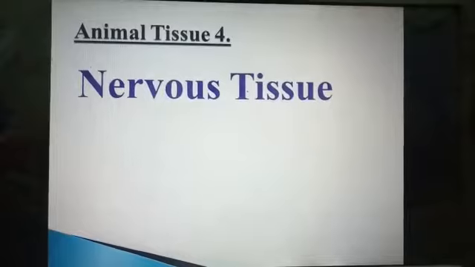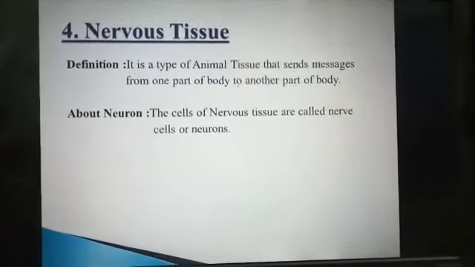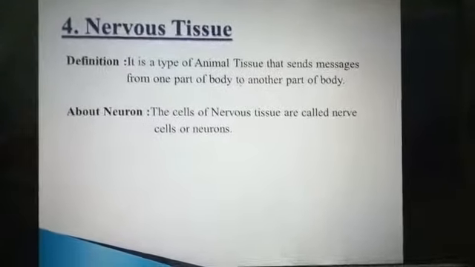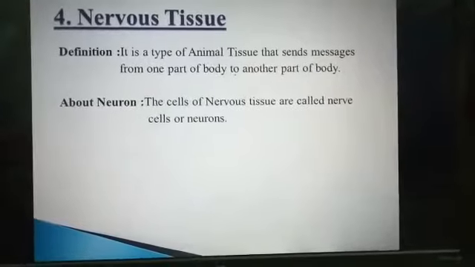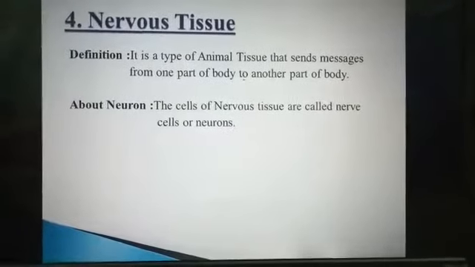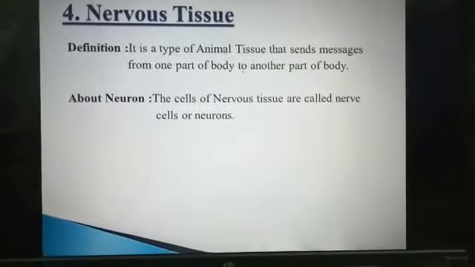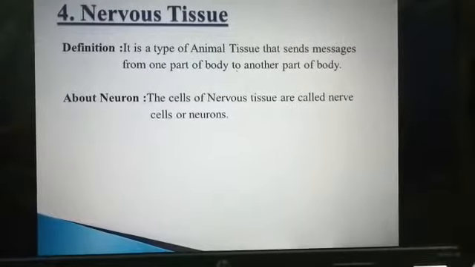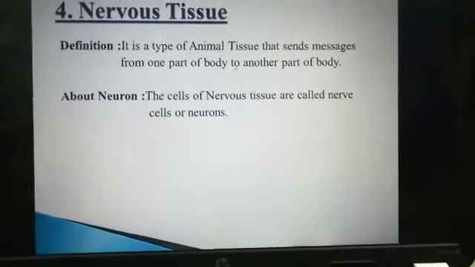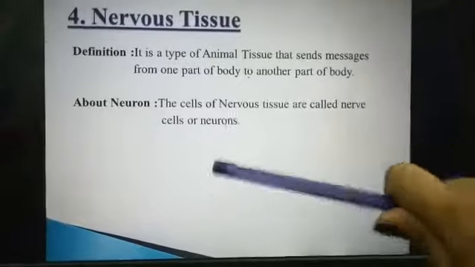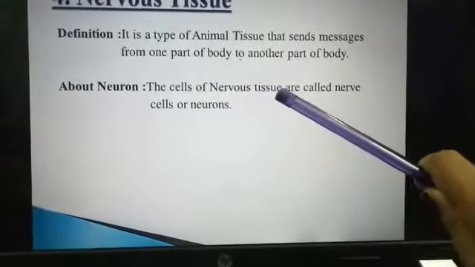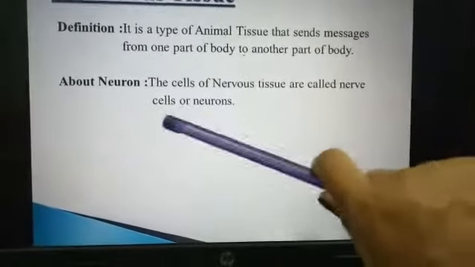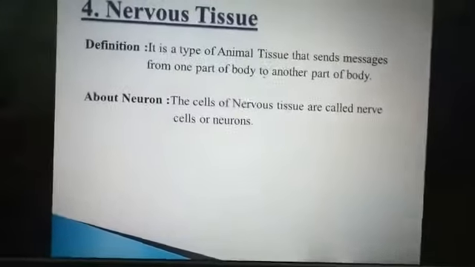Animal tissue number 4 is nervous tissue. The nervous tissue definition is, it is a type of animal tissue that sends messages from one part of the body to another part of the body. This sending of messages takes place within the body. Then about the neuron, the single unit of nervous tissue is known as the nerve cell or neuron.